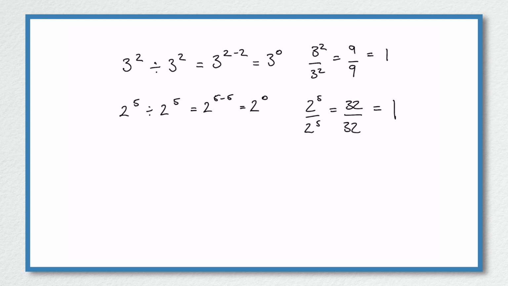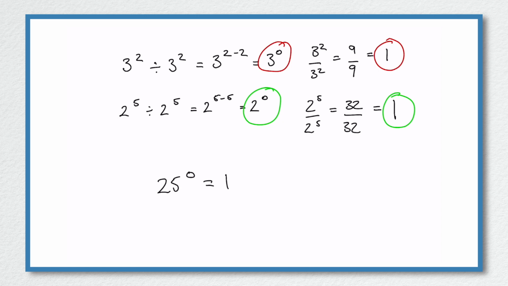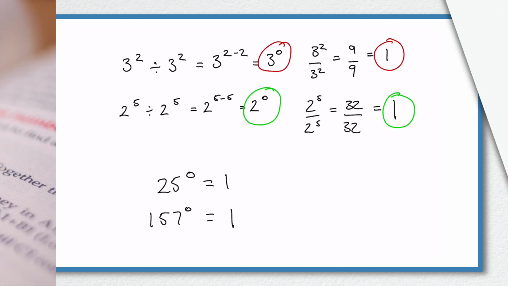We can see here that 3 to the power of naught is equal to 1, and 2 to the power of naught is equal to 1. So if I had 25 to the power of naught, this would equal 1. 157 to the power of naught, this would equal 1. So that's why we end up with a number to the power of nothing is equal to 1. So hopefully that will give you some help in understanding some of the laws revolving around indices.